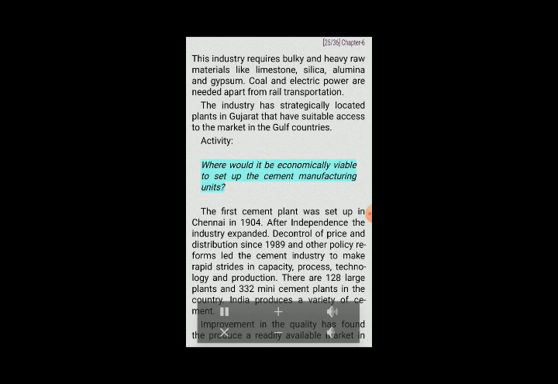Activity. Where would it be economically viable to set up the cement manufacturing units? The first cement plant was set up in Chennai in 1904. After independence, the industry expanded.